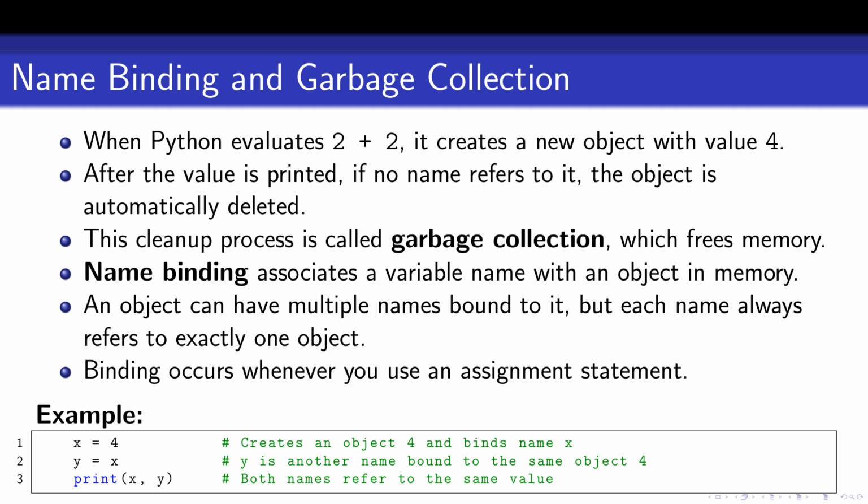Name binding occurs when a variable is assigned to an object. You can bind multiple variable names to the same object, but each name always points to exactly one object at a time. For example, if you set x equal to 4 and then assign y equal to x, both variables point to the same object, the integer 4. When Python sees that no variable names refer to an object anymore, it automatically deletes it to keep memory efficient.